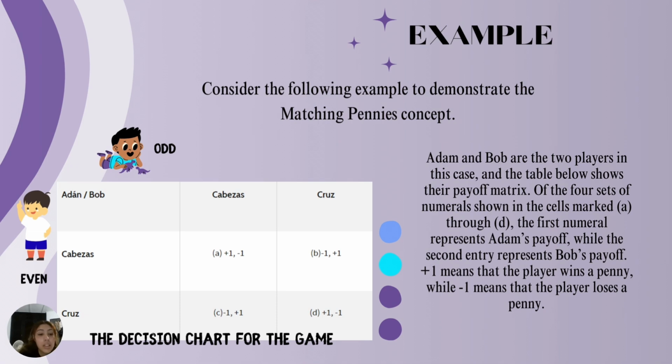So this is the same for the other cells. In the cell C, Bob wins because we are adding tails plus heads. So, in this case, the odd wins, and Bob has the odd. So Bob is the winner, and Adam is the loser. And it's the same for the cell D.